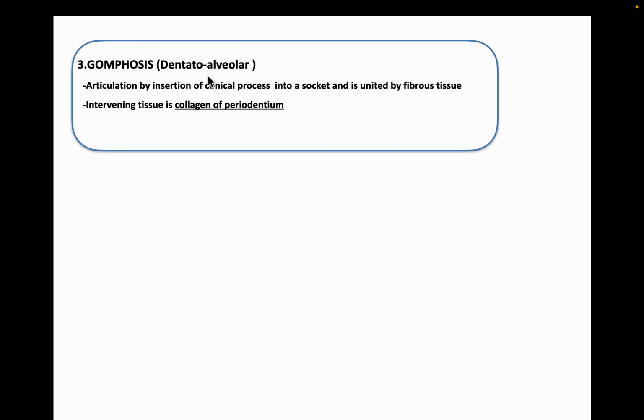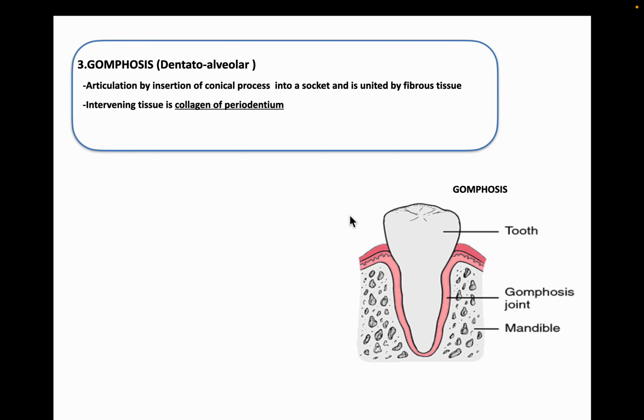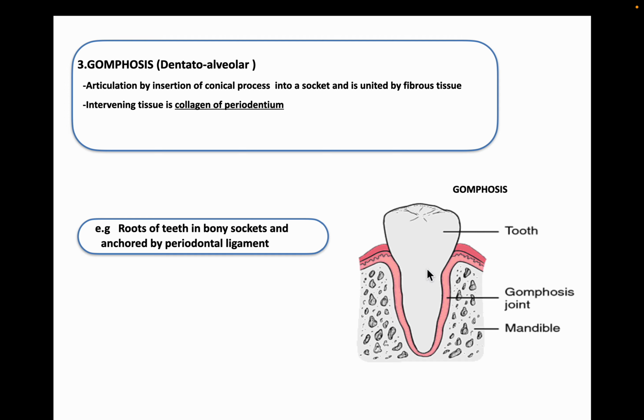Gomphosis or dentoalveolar joint is an articulation by insertion of a conical process into a socket, united by fibrous tissue. The intervening tissue is the collagen of the periodontium. The example is the roots of the teeth in bony sockets, anchored by the periodontal ligament. So this is the example of gomphosis.